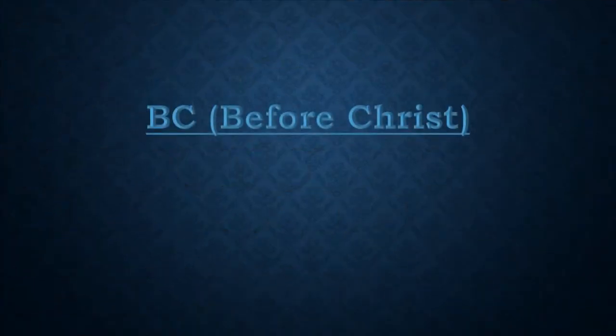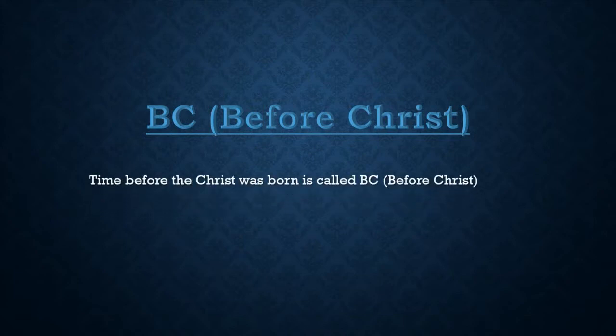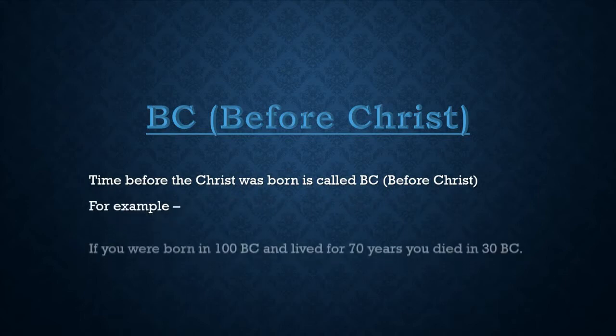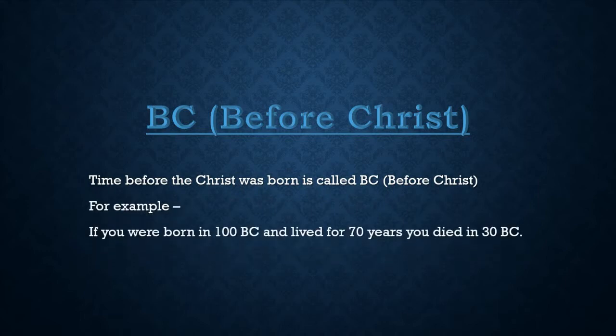BC. The full form of BC is Before Christ. Time before Christ was born is called BC. For example, if you were born in 100 BC and lived for 70 years, then basically you died in 30 BC.